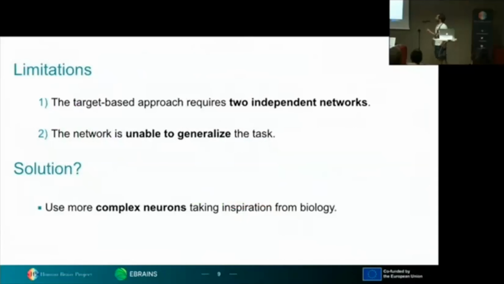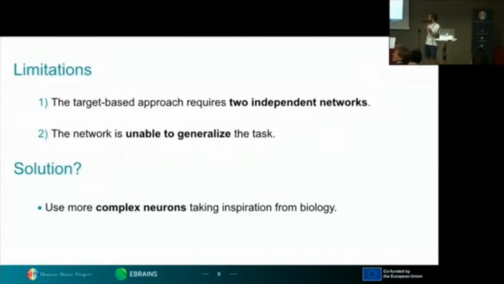Okay, so I've shown you a pretty good framework for learning, which provides several advantages. However, we have very strong limitations. For example, it requires 2 independent networks, which is not really biologically plausible. And second, in some tasks, it is not capable of generalizing very well. So what can be a solution? A solution can be replacing the single neurons in the network with more complex neurons. So what's the point here?